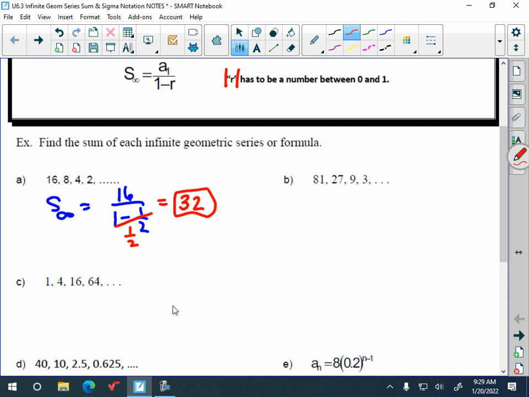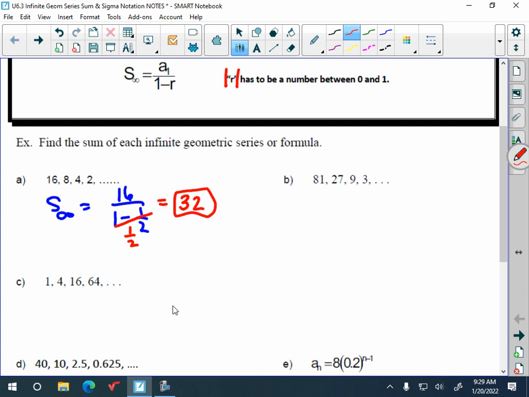So again, if we take 16 plus 8 plus 4 plus 2 plus the next number 1 plus the next number a half plus the next number and the next number all the way out, billions and billions of places, the sum, if we add all those numbers up, is extremely close to 32. It's not going to be exactly 32. It's a rounded answer. It's actually like 31.999999999 forever. So we say 32.